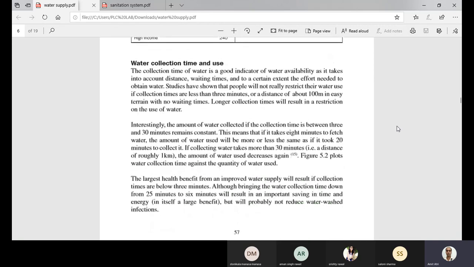Now coming to another point, water collection time and use. This is much more important when domestic water is not available, which means the water has to be collected from some outdoor location and then brought to the household. Although that is not a desirable condition, the collection time of water is also an indicator of the availability.